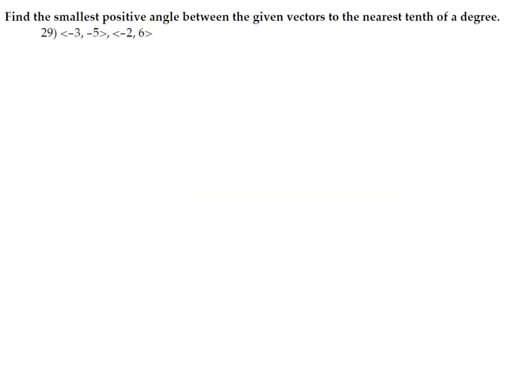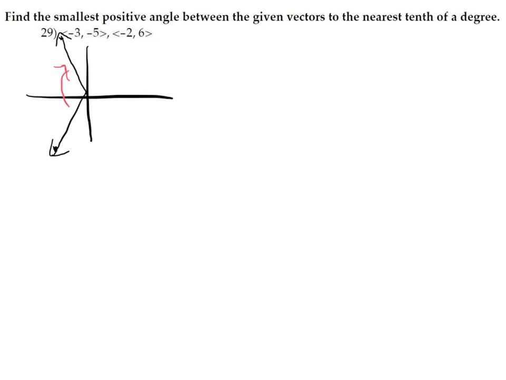Find the smallest positive angle between the given vectors to the nearest tenth of a degree. So the vectors are in component form, negative 3, comma negative 5, and negative 2, comma 6. Although a graph is not necessary, it is still nice to see what they're asking about. So negative 3, negative 5, we have a vector that points into the third quadrant. And negative 2, comma 6, we have a vector that points in the second quadrant. And we're looking for the angle in between. The smallest angle. So we have one angle that's less than 180 degrees, and we have another angle going the other direction, which would be larger. We want the smaller of those two. That's what they're asking for.